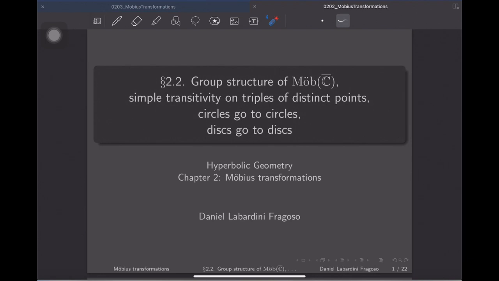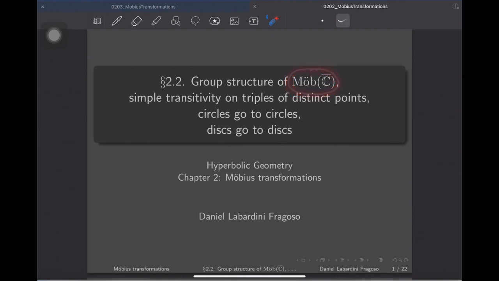As before, we start with a review from last class. So last class, we saw how to deduce that the Möbius transformations of the extended complex plane form a group from the fact, which we had already shown, that the Möbius transformations of the complex projective line form a group.